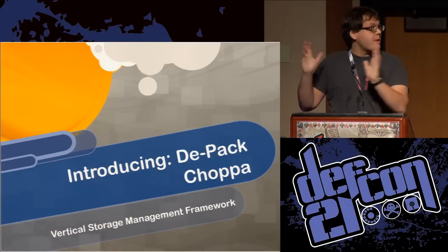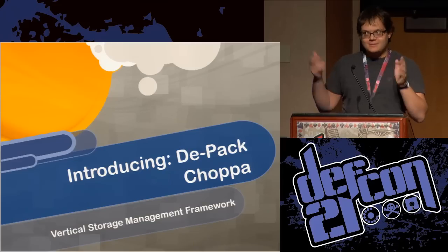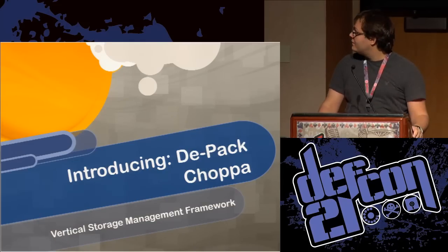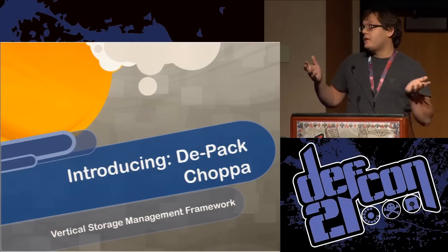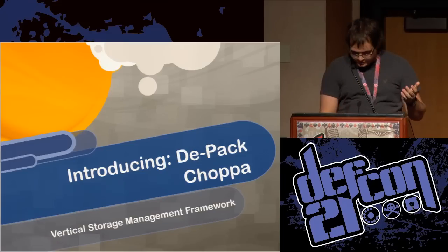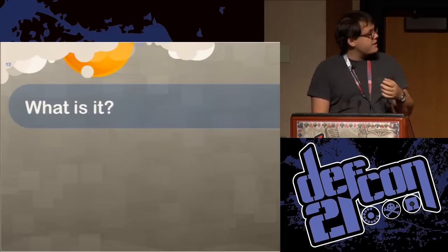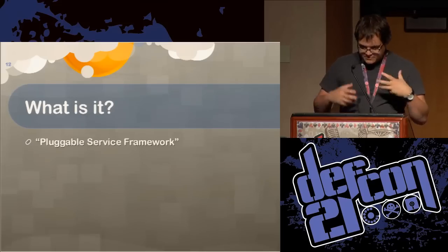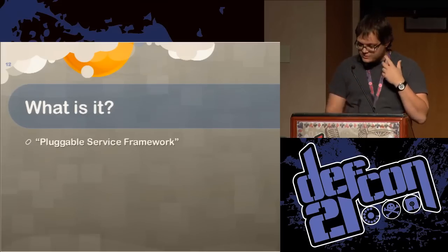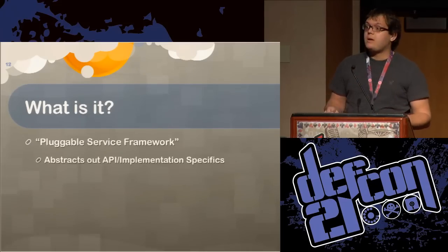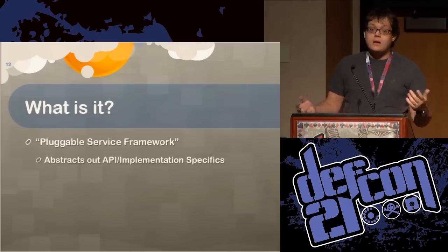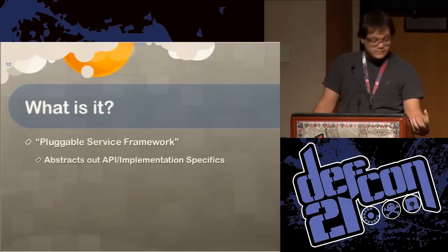I call this tool Depack Choppa, running with this whole cloud enlightenment thing. What it does is it chops up files and then packs them and then depacks them afterwards. So it's a vertical storage management framework. I've created a pluggable storage framework that allows you to abstract out the API implementation specifics of the individual cloud storage utilities.